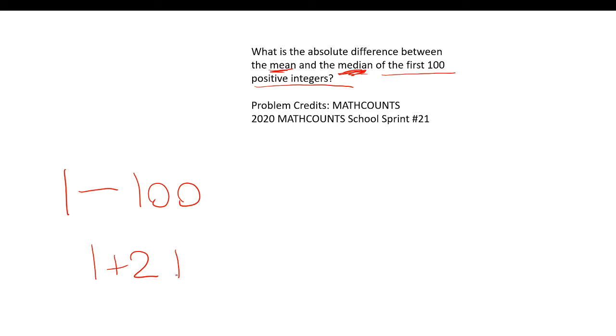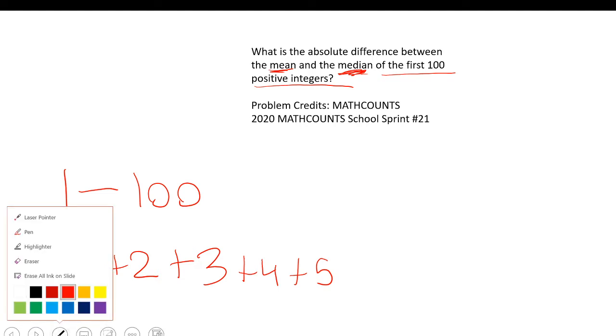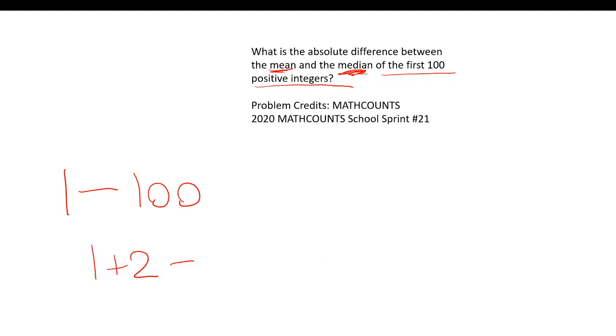And then we have this scary addition, which is not really hard to add, but there are a lot of integers we need to add. Adding them would take forever. So instead, we're going to explore summations. It's important that you understand summations because this leads to arithmetic series and arithmetic sequences. We're looking for the absolute difference between the mean and the median of the first 100 positive integers.